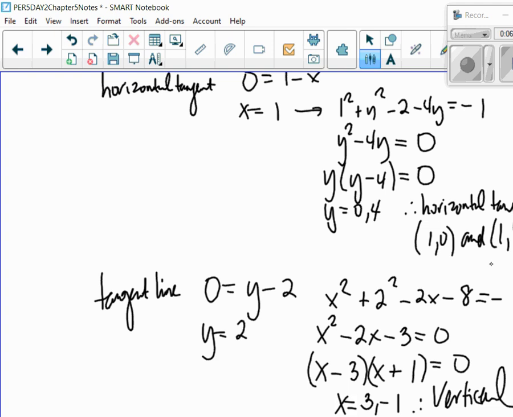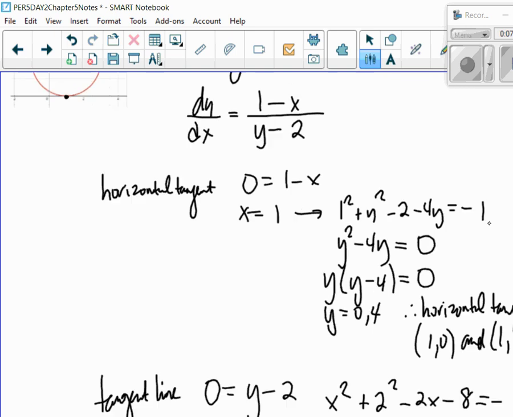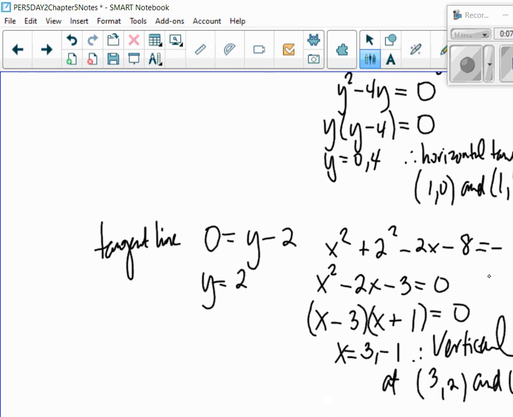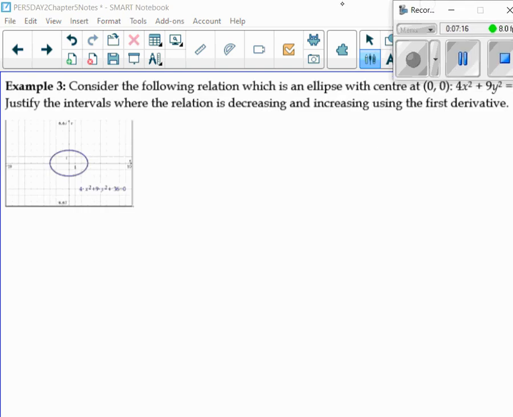And if we look at the graph here, (3, 2) right there, and (negative 1, 2) right there. So I just provided the graph there so you can see visually what we're actually solving. They, of course, on the exam would not do that for you. Okay, let's move this out of the way here.